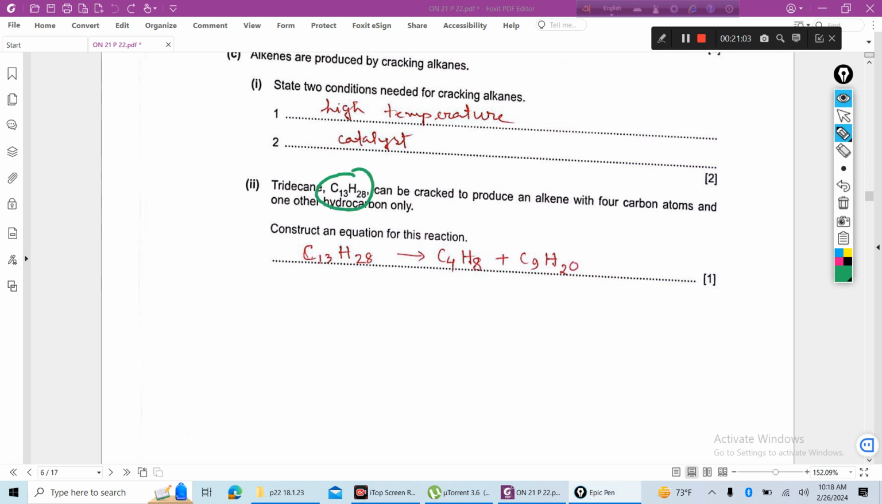Tridecane can be cracked to produce an alkene with 4 carbon. The 4 carbon alkene is butene, and one other higher hydrocarbon, an alkane. So if one is an alkene, the other will be an alkane.